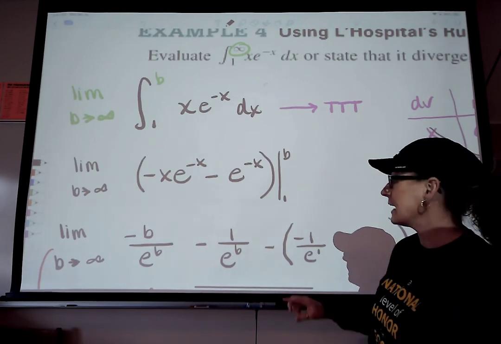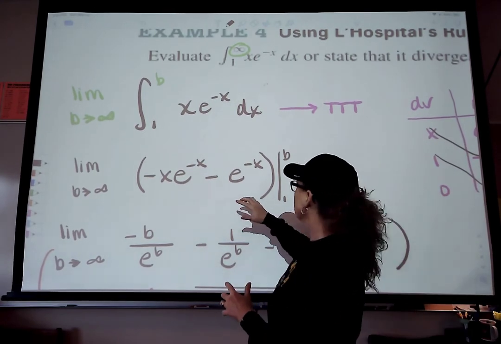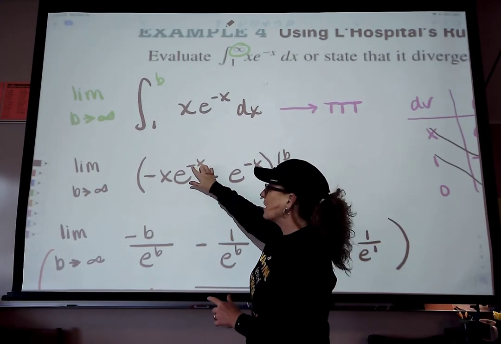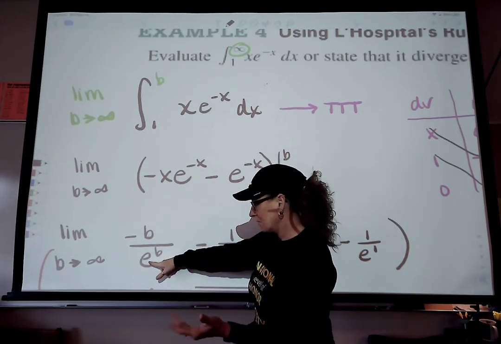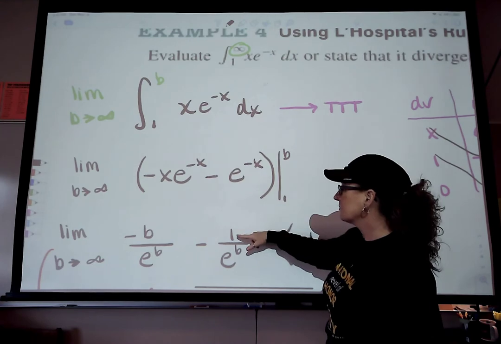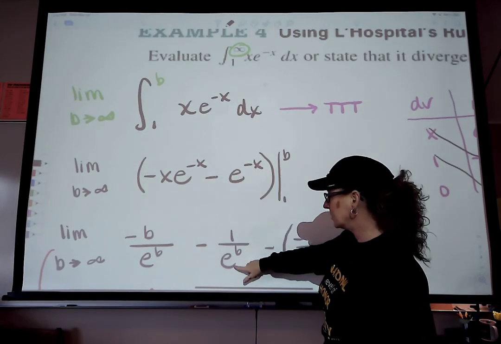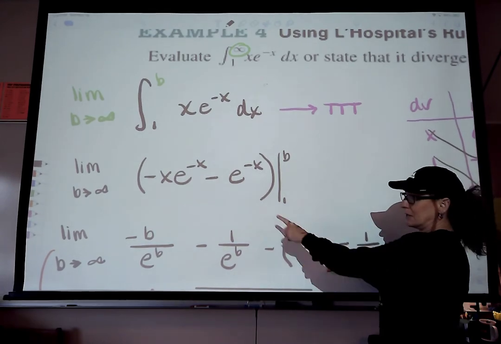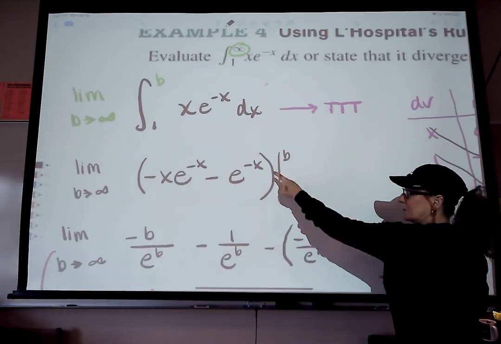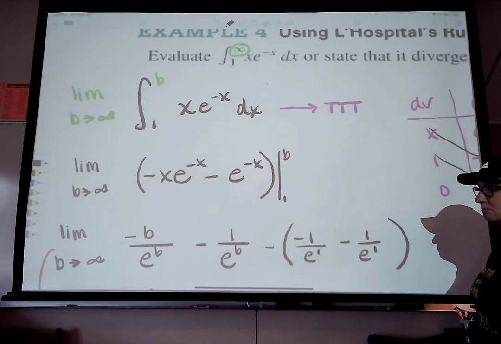Oh, and by the way, as I was subbing them in, since that was a negative b, I was like, I don't want to deal with that, so I put it under. Negative b, I put it under. And then when I subbed in 1, that was a negative 1, I put it under.